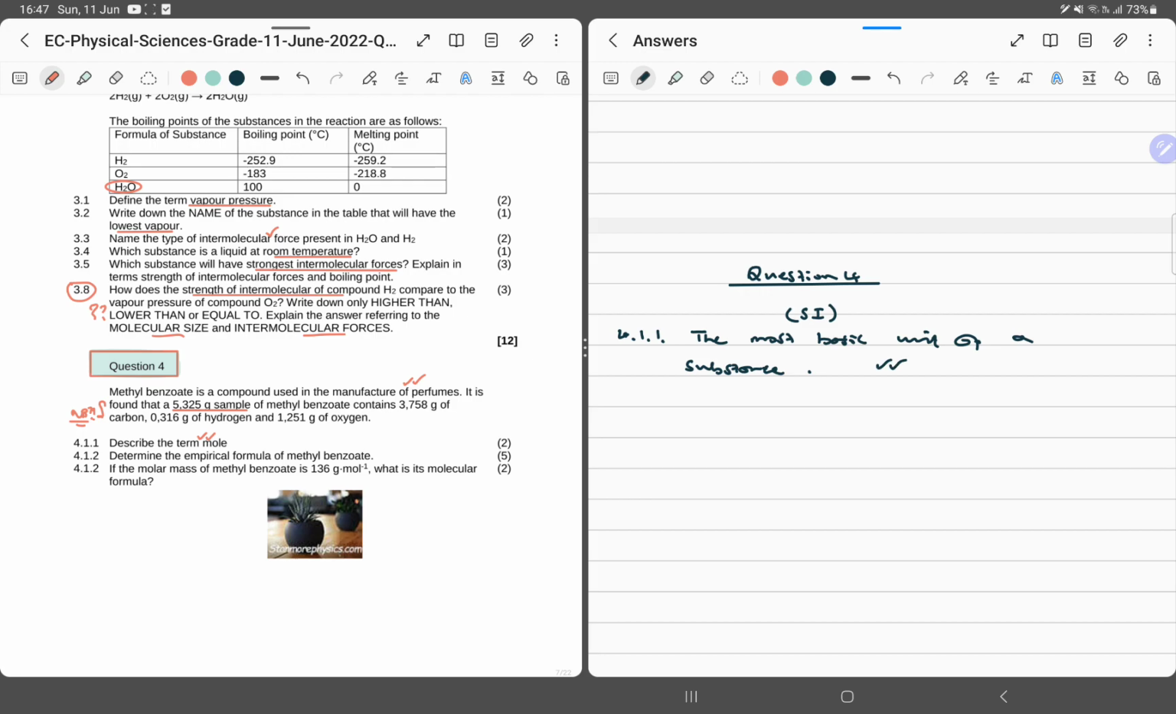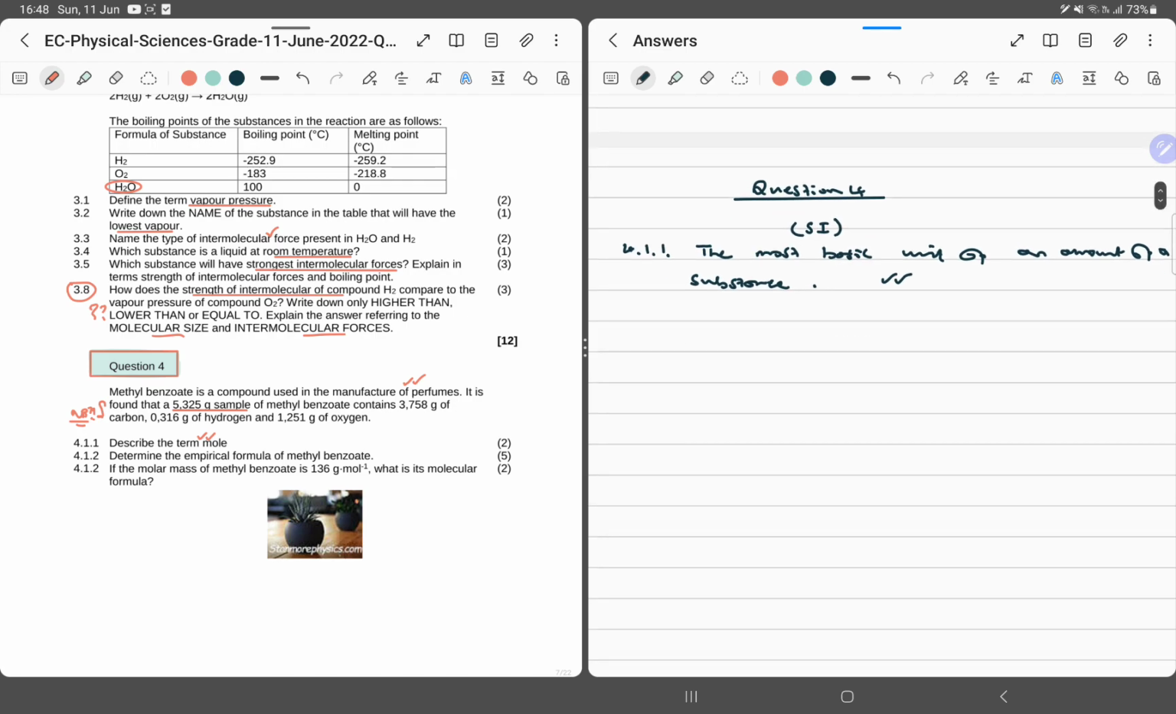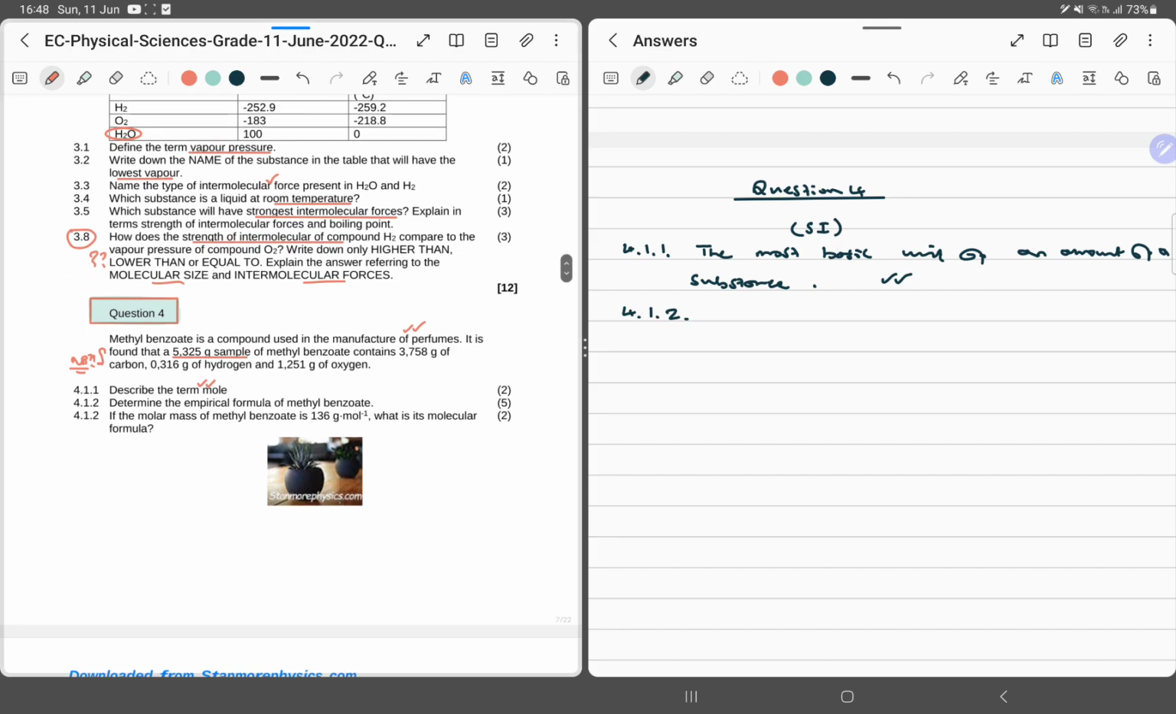And they're giving you 2 marks. That is crazy. Oh, this is the most basic unit of an amount of a substance. Let's be complete. The most basic unit of an amount of a substance. Right. You see, when a question is too easy, sometimes you overlook it and you make mistakes. Then you can lose marks for just a silly question like that.